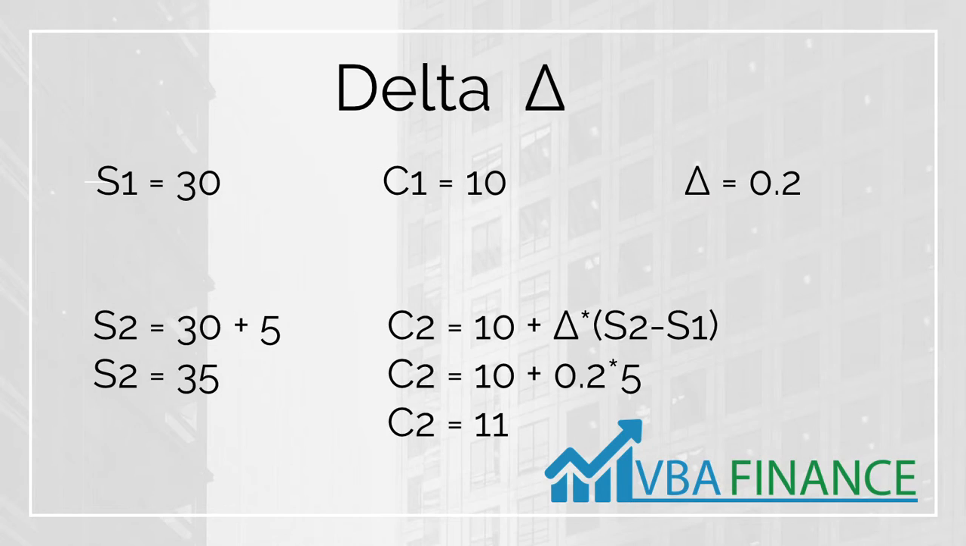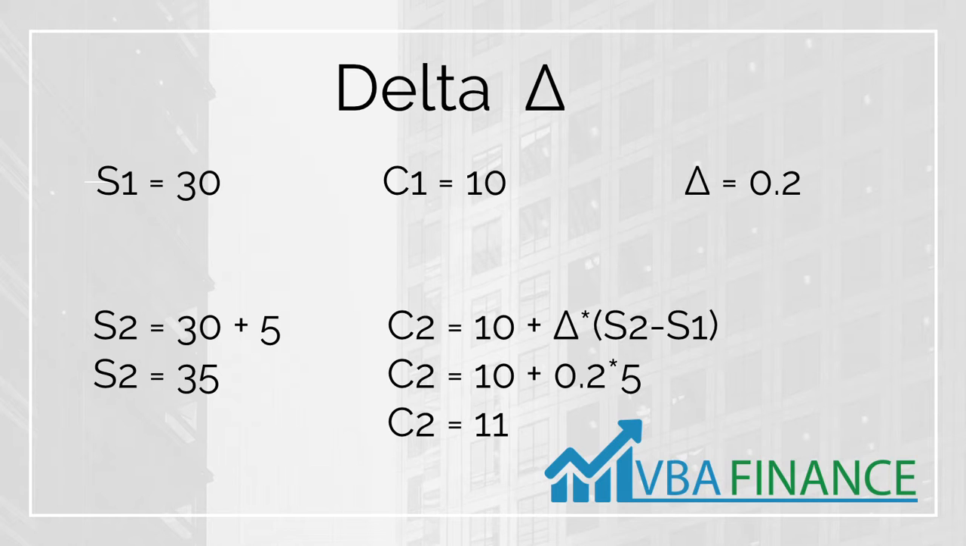Let's say we have a stock as an underlying with a price equal to $30. We also have a call option which costs $10. We define delta as being equal to 0.2. It means that whenever the price of the stock moves by a quantity X, the price of the option will move 0.2 times X. If the price of the stock goes from 30 to 35, the price of our option will go from 10 to 11.